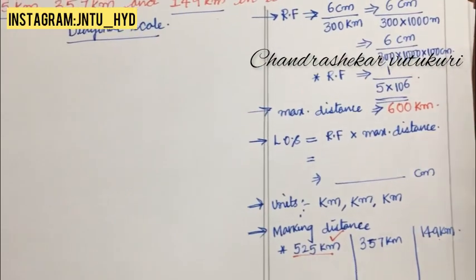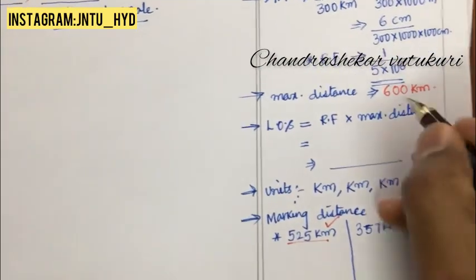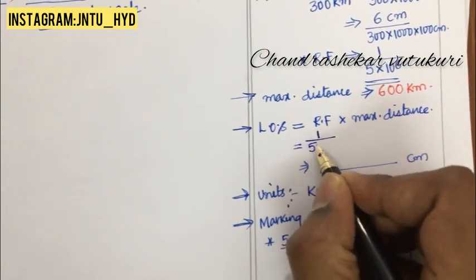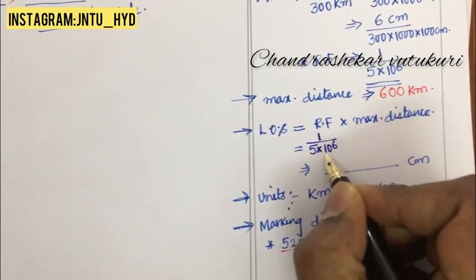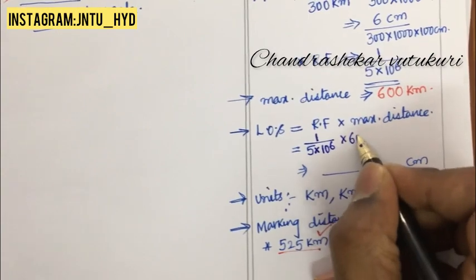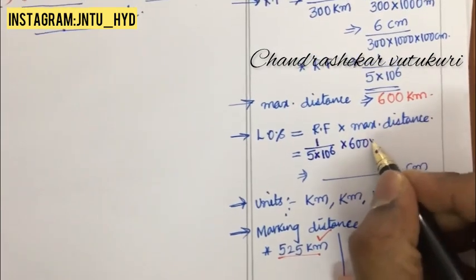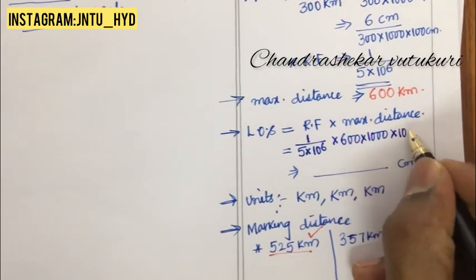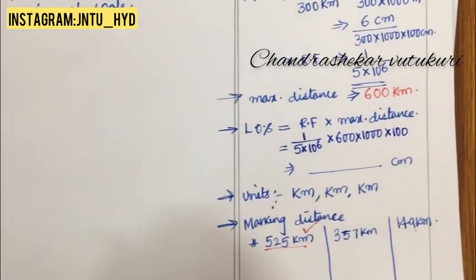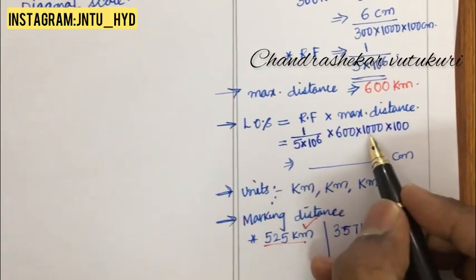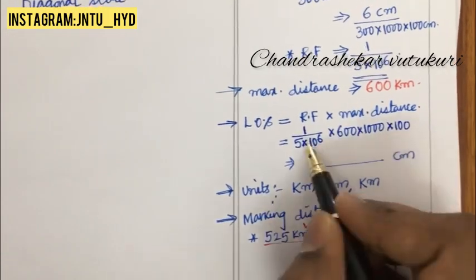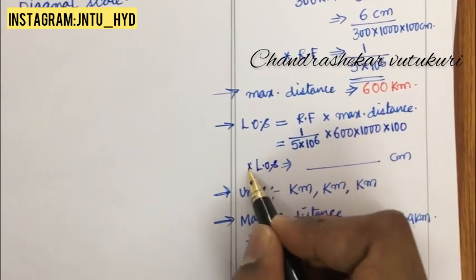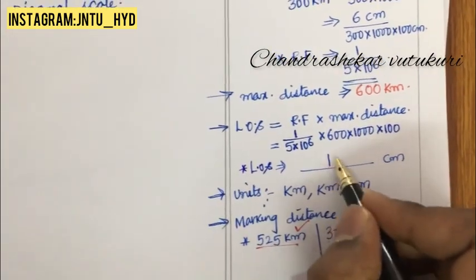Later, as I now know the maximum distance is 600 kilometer, I can work out the RF of the scale, which is 1 upon 5 into 10 power 6, into 600 kilometer. Kilo is 1000 and meter to centimeter is 100. So, I need to convert this into kilometer, then meter to centimeter. Upon calculation, when you put it in the calculator, it is found out to be 12 centimeter, dear students.